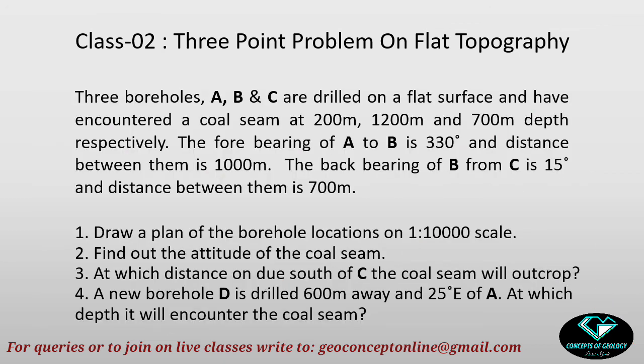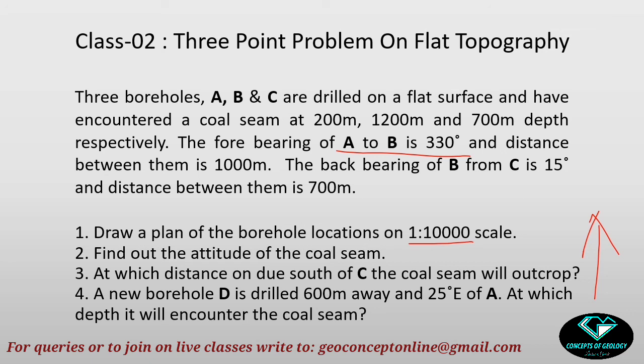Now this is the problem. 3 boreholes A, B, C are drilled on a flat surface and have encountered a coal seam at 200 meter, 1200 meter and 700 meter depth respectively. The forebearing of A to B is 330 degree. That means suppose this is the north of my map. First mark the north arrow, then write the scale here. The scale is 1:10,000. That means 1 centimeter on the map equals 100 meter on the ground.